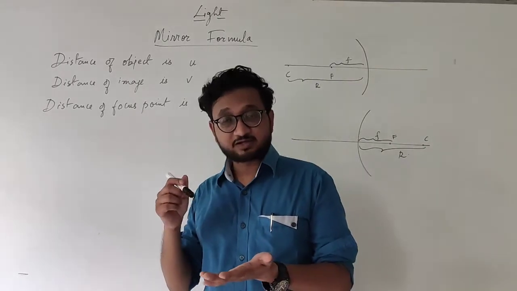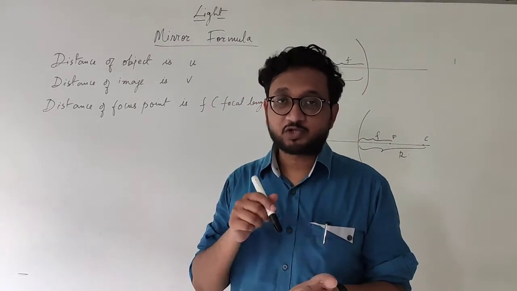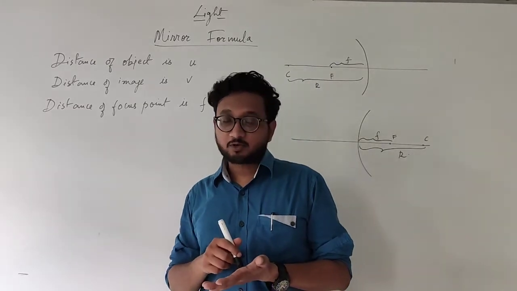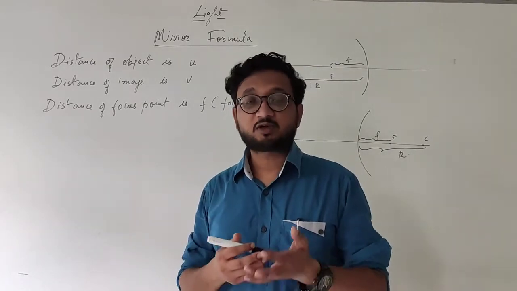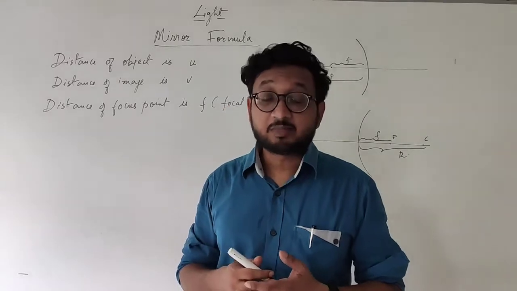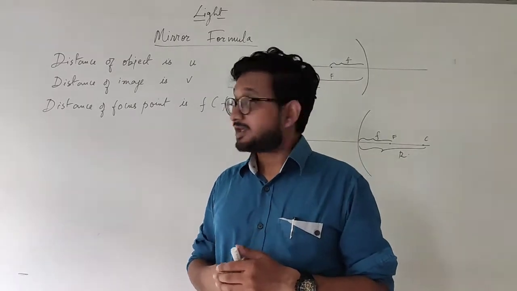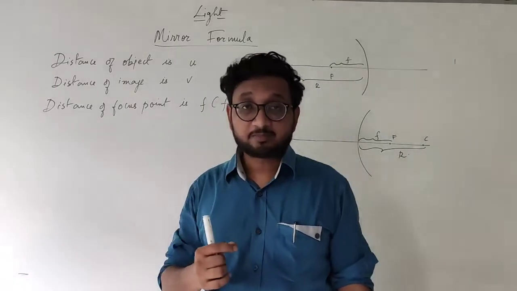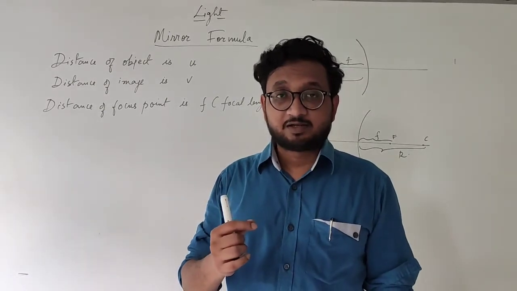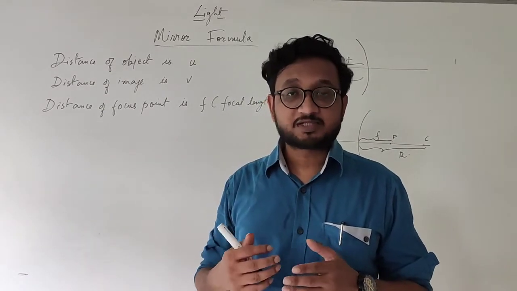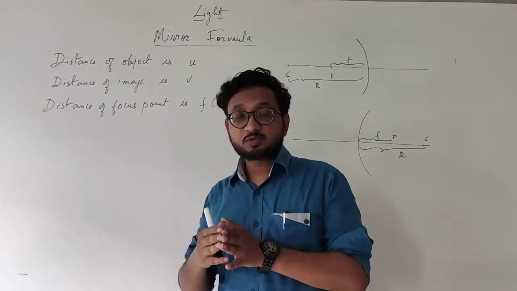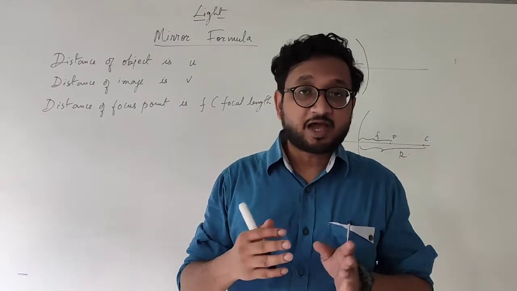Let's say you are given the object distance and the focal length of the mirror used, then obviously you can find the distance of the image where it will be formed. This formula is really important because it gives you an idea where the image will be formed, and you already know the previous cases for a concave and a convex mirror.